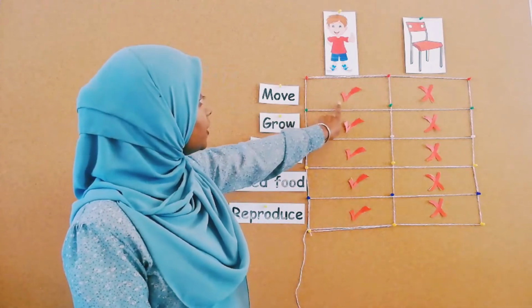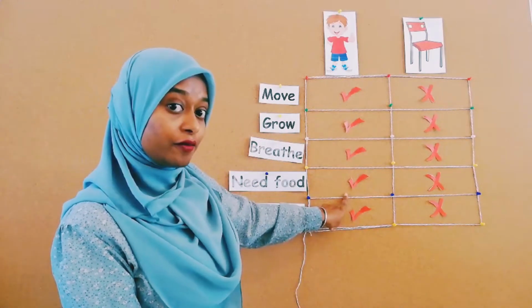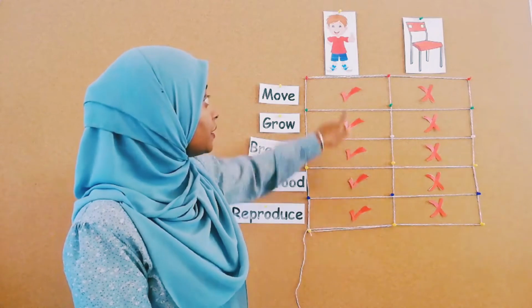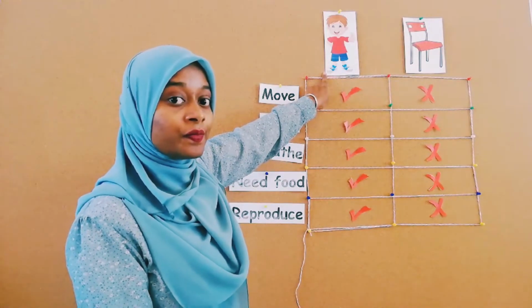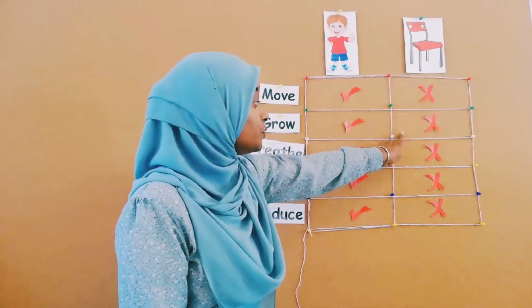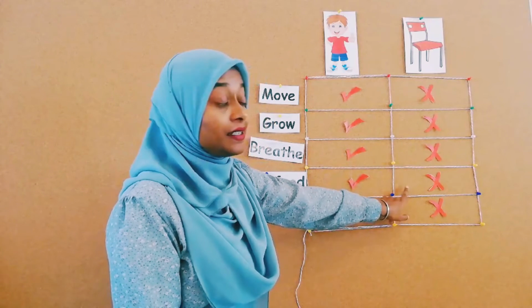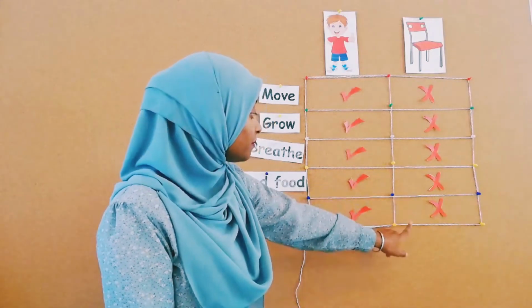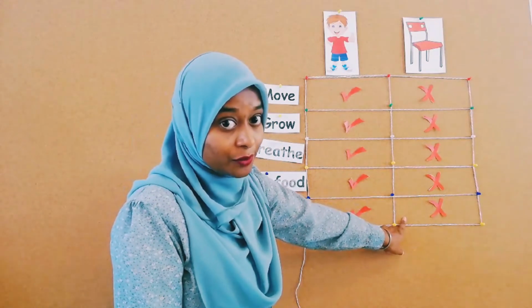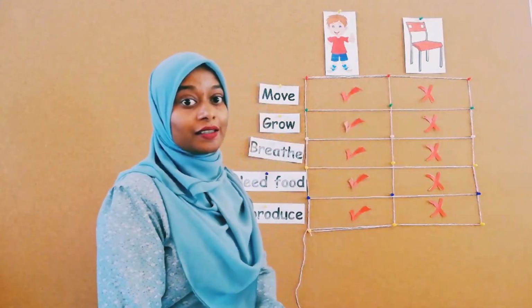The boy, he moves, he grows, he breathes, he needs food and he reproduces. That means boy is a living thing. The chair does not move, does not grow, does not breathe, does not need food even, and definitely does not reproduce. So that means the chair is not a living thing.